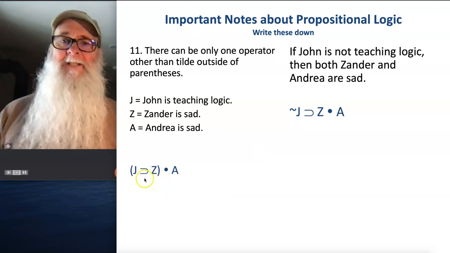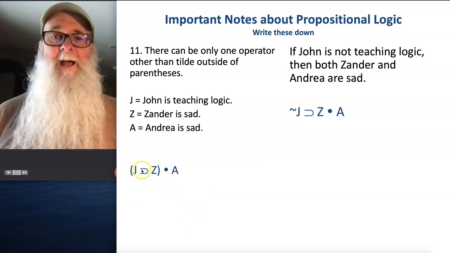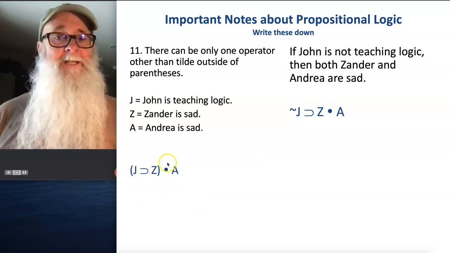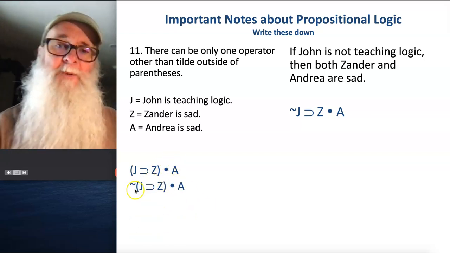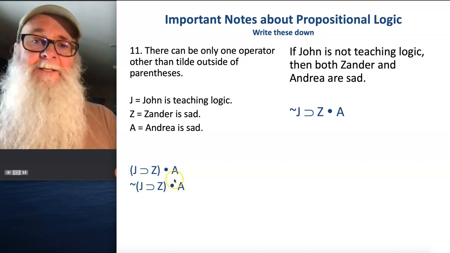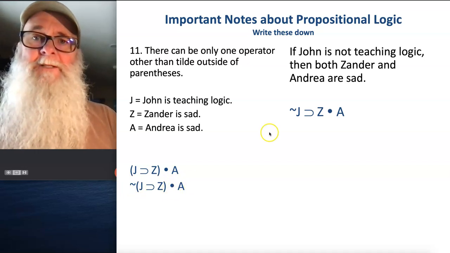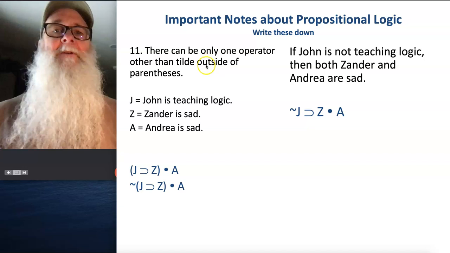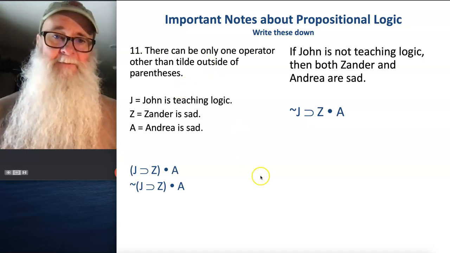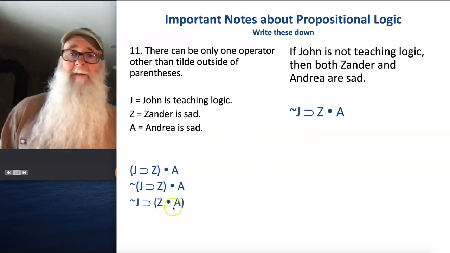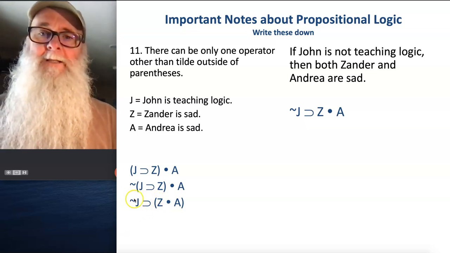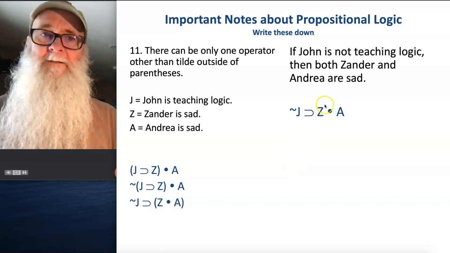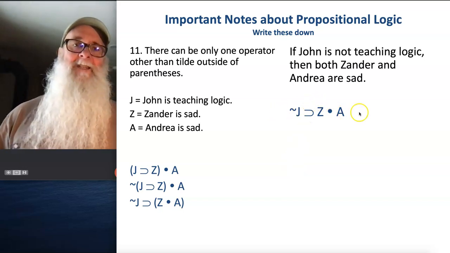So I can have a statement like this, where I've got one operator inside parentheses and one operator outside of parentheses. That's fine. I could even have a statement like this where I've got tilde outside of parentheses and a dot outside of parentheses, because the rule says there can only be one operator other than tilde outside of parentheses and brackets. Okay? I could also have something like this where I've got a horseshoe outside of parentheses and a tilde outside of parentheses. That's perfectly fine. What I can't have is this.